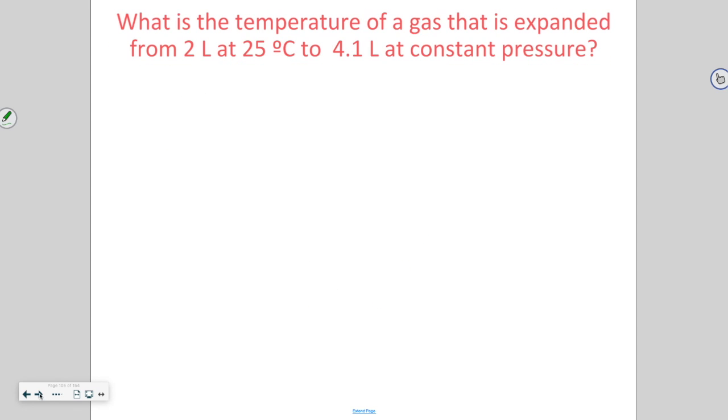Let's take a look at another example. What is the temperature of a gas that is expanded from? So it's expanded from, that means this is where it started at. A volume of 2 liters at 25 degrees Celsius to 4.1 liters at constant pressure. So pressure does not change. I don't need to worry about pressure. It's not going to impact those variables.